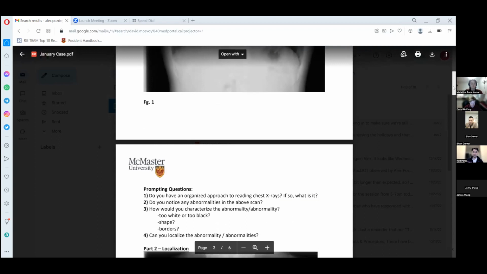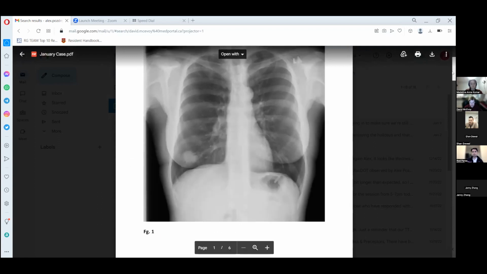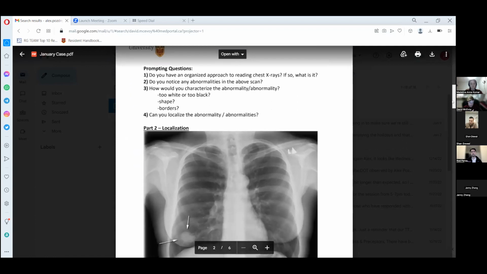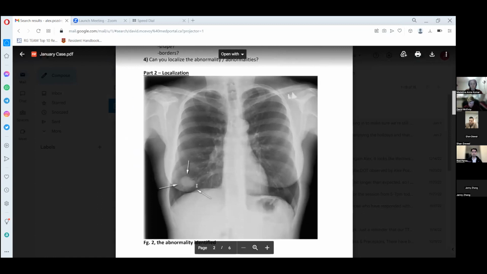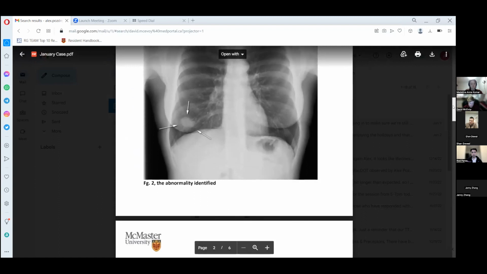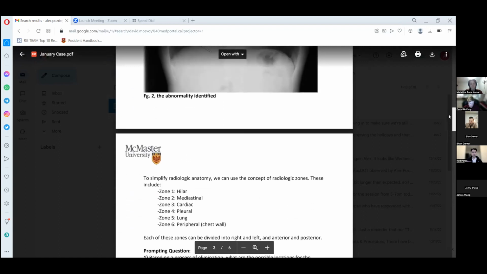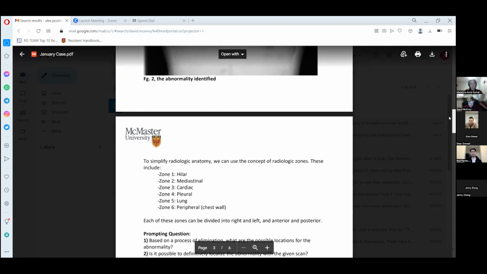Yeah. And now localization. For localization, and I touched a little bit on it before, we certainly would need a lateral radiograph. We can't confidently say that this lesion is within the lung or within the chest wall. So we need to see a lateral view. So yeah, they put the arrow sign, which is a very useful radiological sign, and it's just talking a little bit about the different zones.